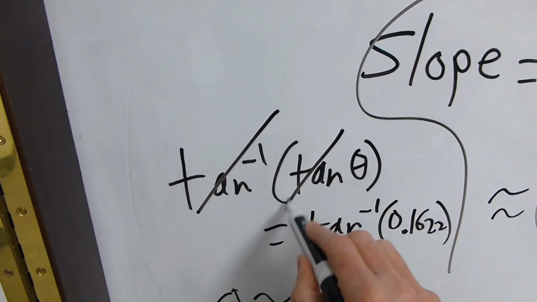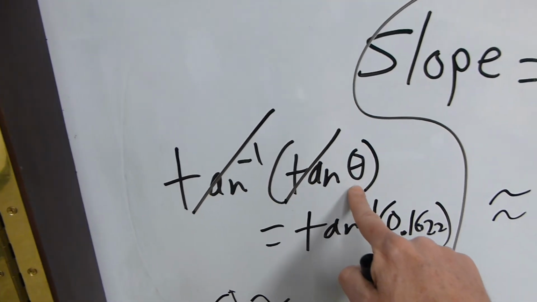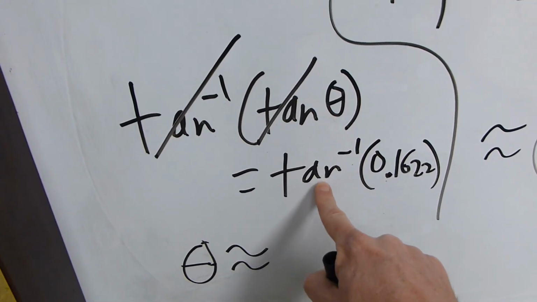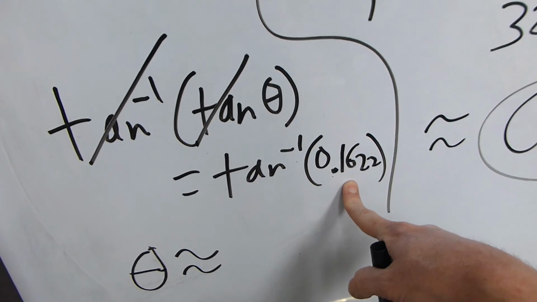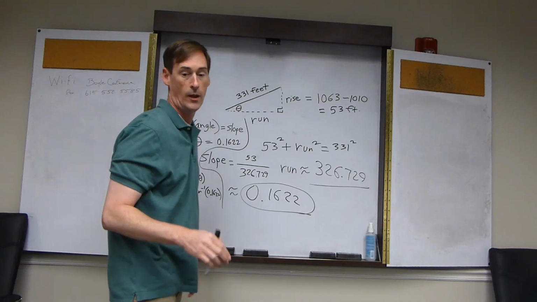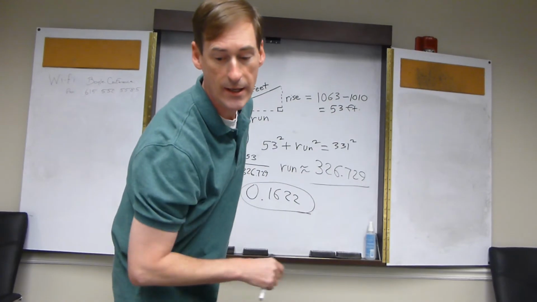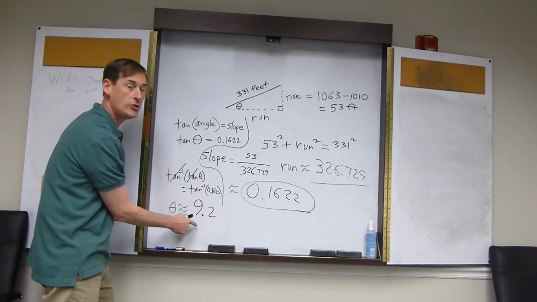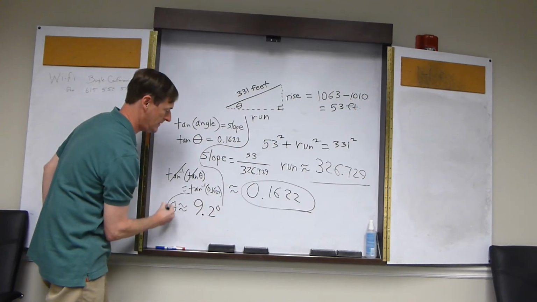Tangent inverse and tangent will cancel each other out. Theta is by itself. On a calculator, we'll type the inverse tangent button of 0.1622. And the final answer on the calculator is 9.2 degrees. 9.2 roughly, that is the degrees.